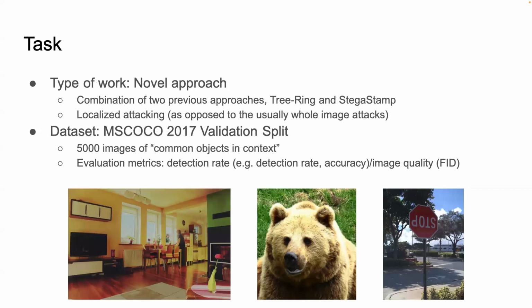So as previously mentioned, we're taking a novel approach of combining two previous approaches, Tree-Ring and StegaStamp, and then we're using localized attacks. For this, we'll be using the MS COCO 2017 validation split dataset. It has 5,000 images of common objects in context, and for evaluation metrics, we'll be using detection rate and image quality in the form of FID.